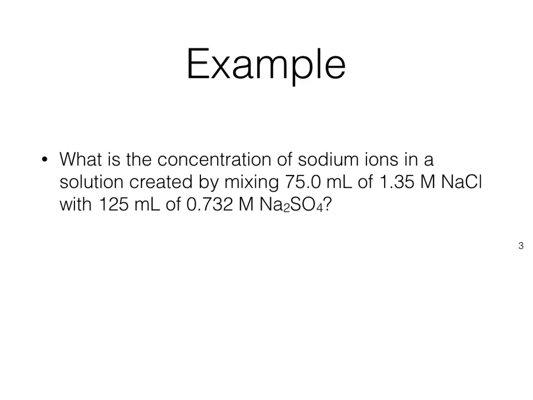In this example, we'd like to know what is the concentration of sodium ions in a solution created by mixing 75 mL of 1.35 molar NaCl and 125 mL of 0.732 molar sodium sulfate. In this case, one of the things that is perhaps the most difficult is the fact that it's asking you to total the sodium ion concentration.